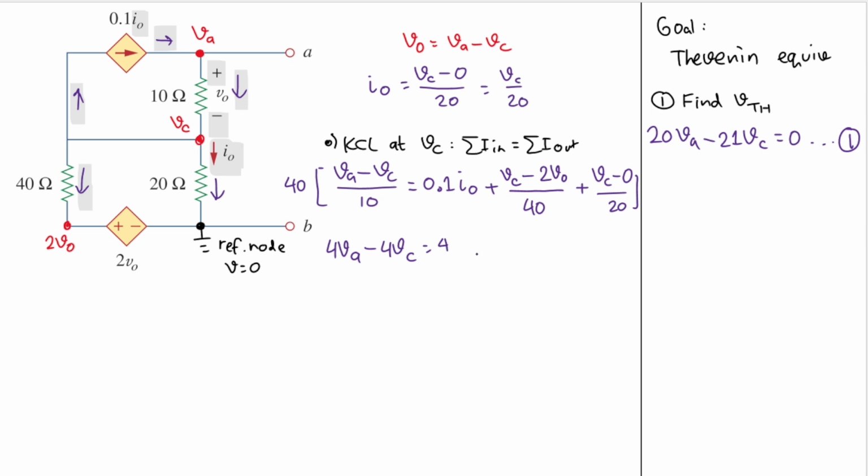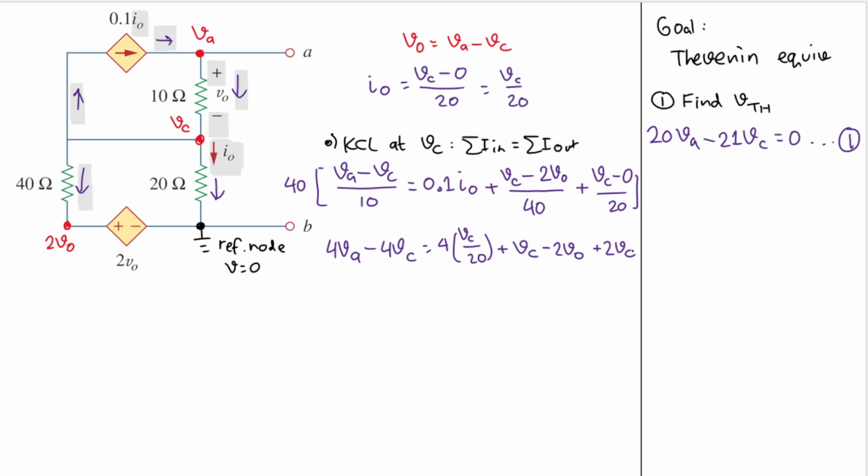But IO is VC over 20. Let's plug that in. So we'll have VC over 20, and then VC minus 2VO, where the 40s cancel each other, so I can just copy that. We'll have VC minus 2VO. And then 20 and 40 will cancel each other, so I'll have plus 2VC.